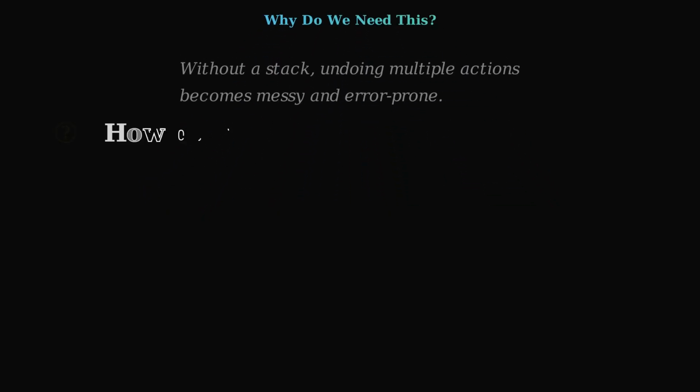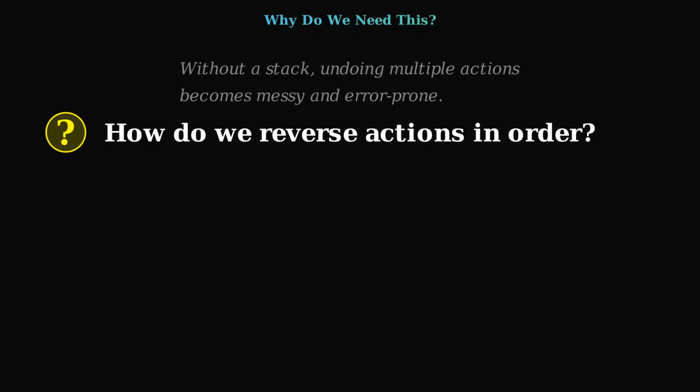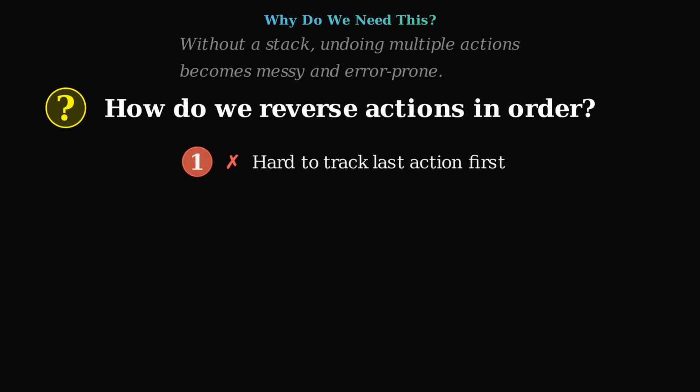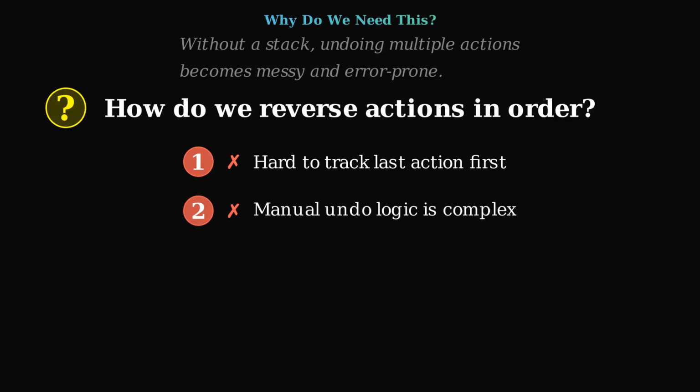How do we reverse actions in order? Hard to track last action first. Manual undo logic is complex. Order of operations gets lost. Stack manages data in last in, first out order for reversals.